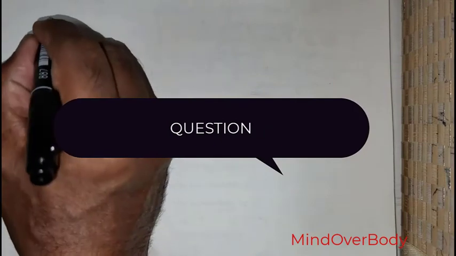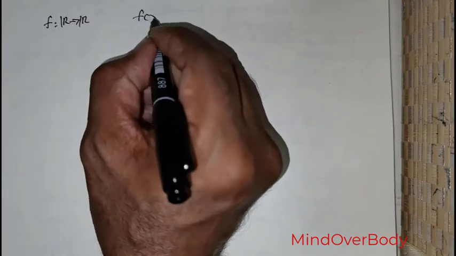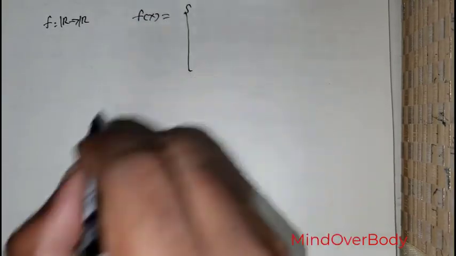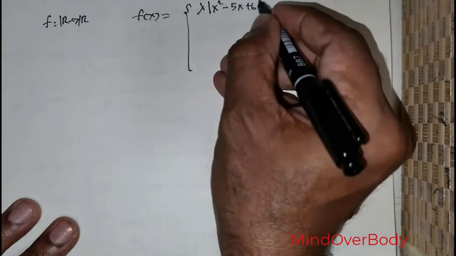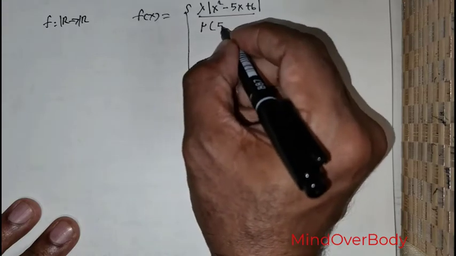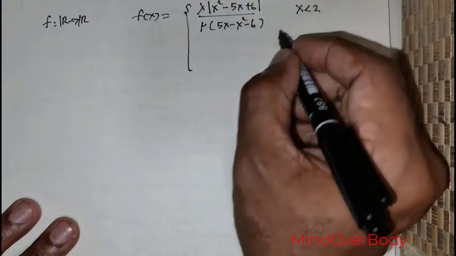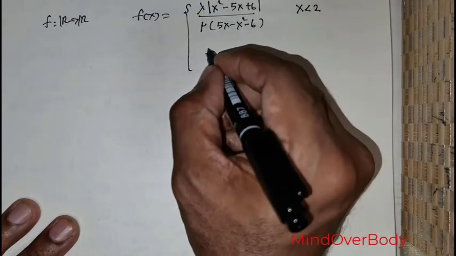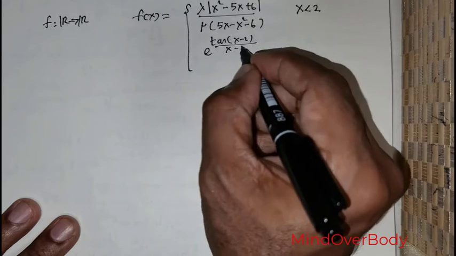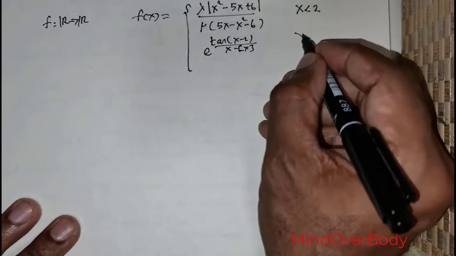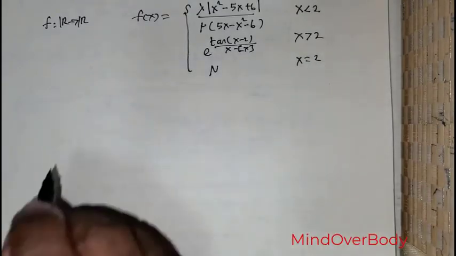Students, we are given this function. We have f defined from R to R, and the function is given as follows: lambda times modulus of x squared minus 5x plus 6, divided by mu times of 5x minus x squared minus 6, when x is less than 2, and it is e raised to the power of tan of x minus 2 divided by x minus greatest integer of x, when x is greater than 2, and it takes the value mu when x is equal to 2.